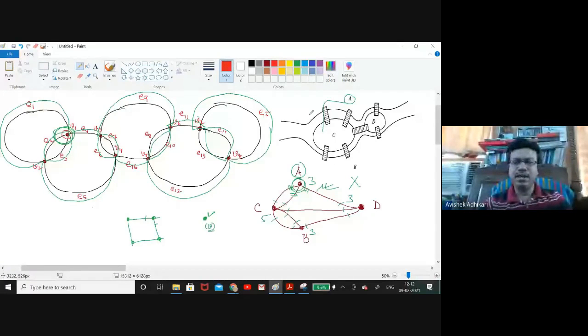Any new edge that you can suggest? Anybody? Which bridge should you add, or in terms of the graph, what would be your suggestion so that it becomes an Eulerian graph?